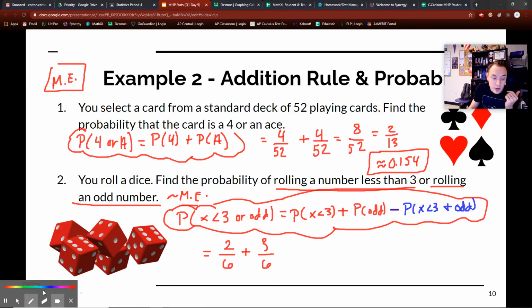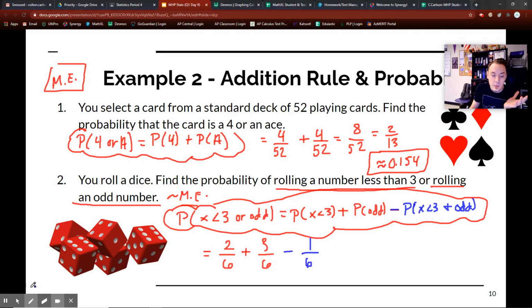And then minus, in blue, I have the probability of less than 3 and an odd number, right? So ask yourself, how many numbers are less than 3 and are also at the same time odd? Well, how many numbers are less than 3? 1 and 2. Which one of those is odd? 1. The number 1 is odd. So that means one number out of 6 is less than 3 and at the same time odd.